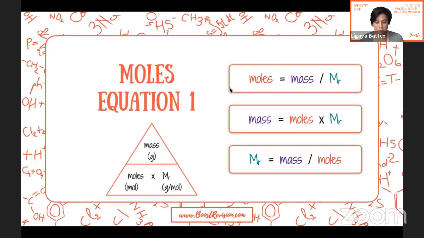But you can also rearrange this triangle. So this is the triangle that most people will learn, and then you just need to be able to rearrange it in these 3 different ways so that you can find moles or mass or relative molecular mass, Mr. So just be able to manipulate those 3 different ways.